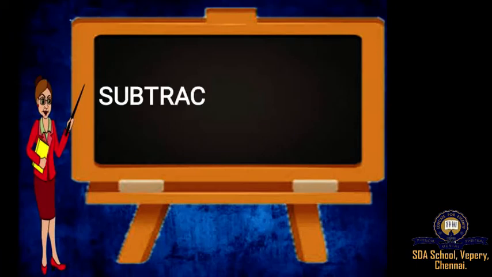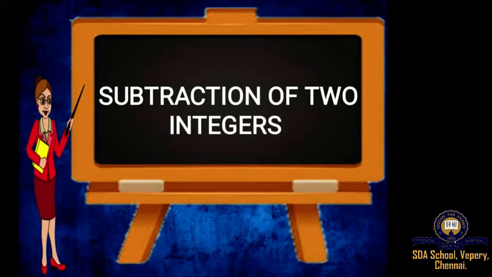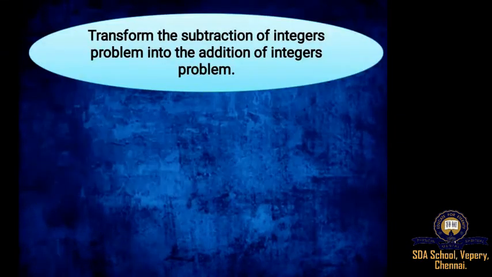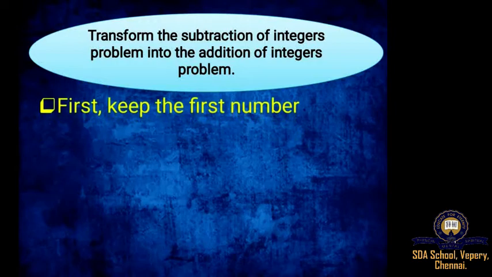Next we will see subtraction of two integers. When you want to subtract two integers, you have to transform the subtraction of integers problem into the addition of integers problem. This can be done by following these steps. First, keep the first number. So we have to keep the first number as it is.